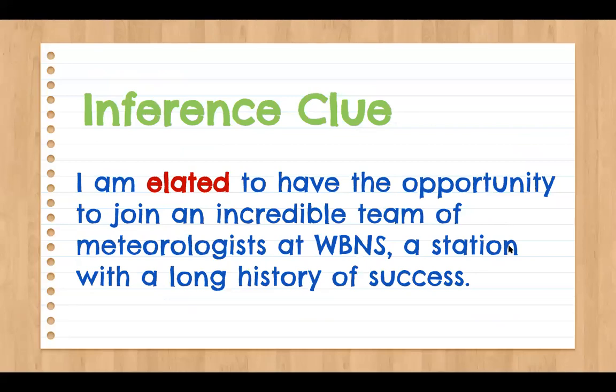An inference clue is a clue that helps you infer the meaning of the new word within context. For example, here: "I am elated to have the opportunity to join an incredible team of meteorologists at WBNS, a station with a long history of success." Let us see the clues that will make us infer what elated means. We have the opportunity to join an incredible team. So he's joining an incredible team and a station with a long history of success.